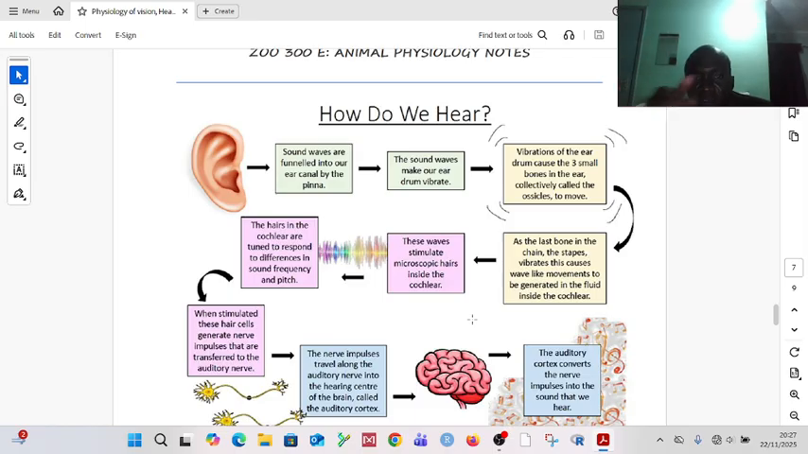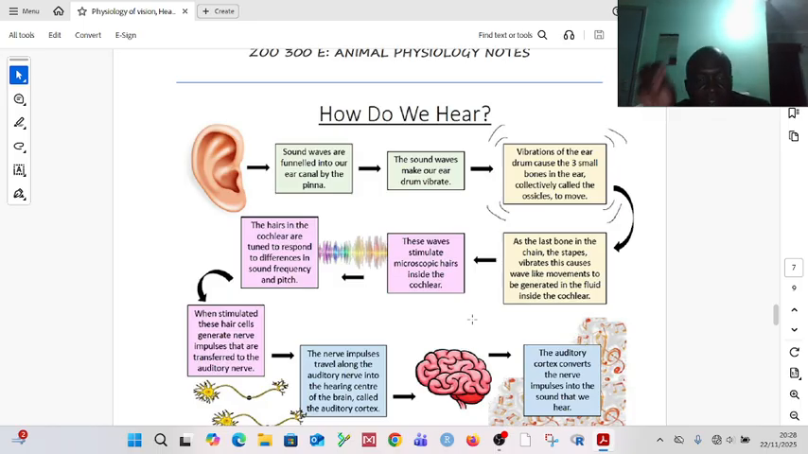The waves, the movement of that fluid, is what causes the tiny hairs found inside the cochlea to be stimulated. Once those tiny hairs are stimulated, they begin to generate nerve impulses. So those nerve impulses that are generated by the stimulated hair cells within the cochlea are the ones picked up by the auditory nerve and taken to the hearing center, to the brain.